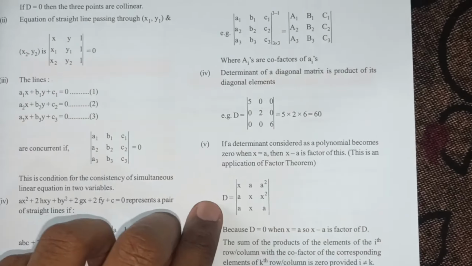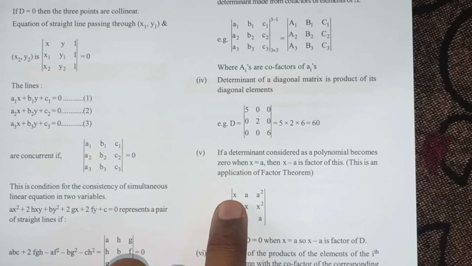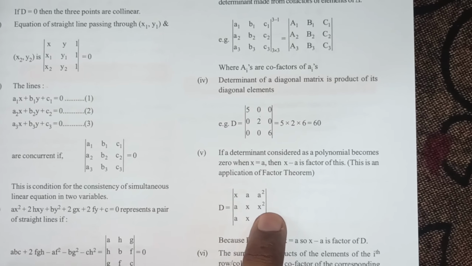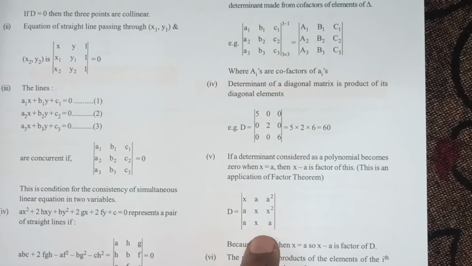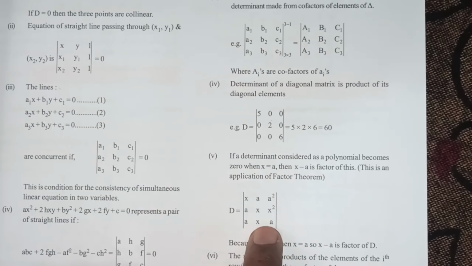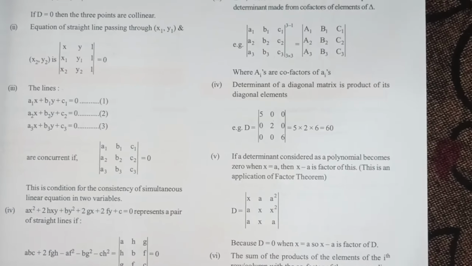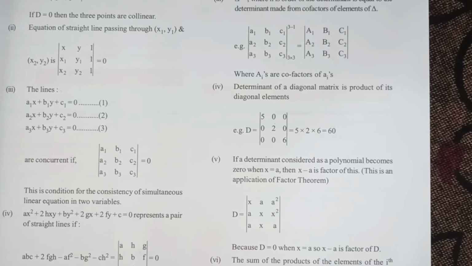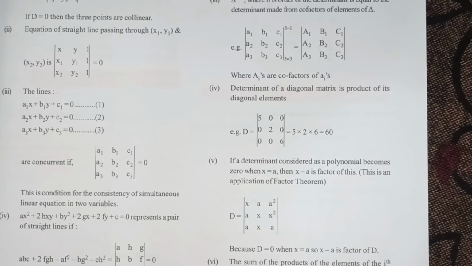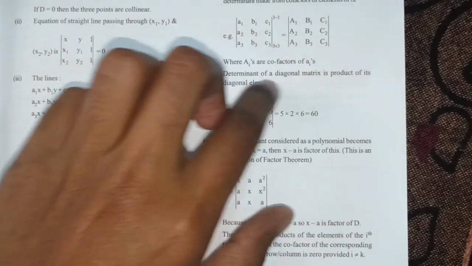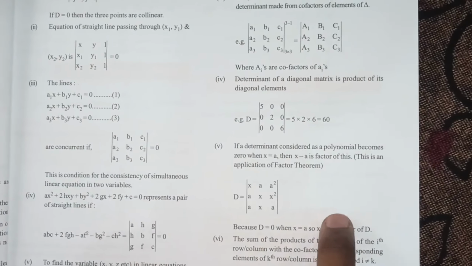But for now, if a determinant considered as a polynomial becomes 0 when x equals a, then x minus a is a factor of this. This is an application of the factor theorem, because D equals 0 when x equals a, so x minus a is a factor of D. So this is the fifth property. I will explain this clearly in the next video. This is a very important property for understanding determinants.